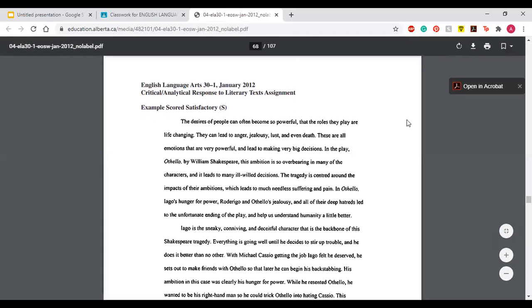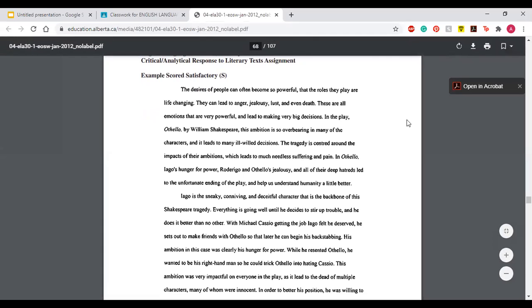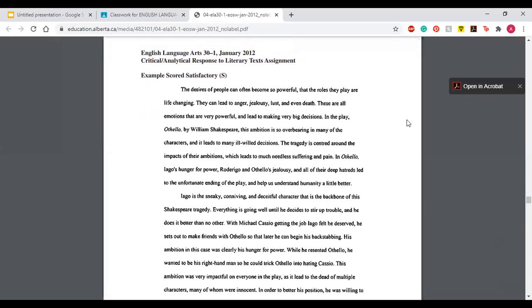Then we're going to talk about this essay written right here. This essay scored a satisfactory on the diploma. I'm going to discuss the main problems that this essay had. So this essay was missing a couple of things. So to start off, their hook was not bad. It was very direct, a universal idea on how desires can be powerful.